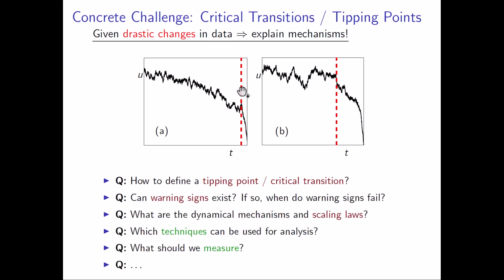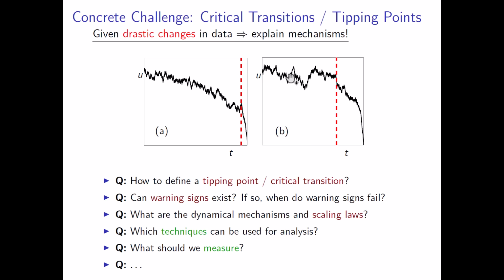The mathematical questions that arise are, first, how do we define these things? What theory do we build critical transition or tipping point theory upon? The more novel question is, can warning signs exist? If you're on the left of this red dashed line and you are given just the time series on the left side, can you say how far away a transition is, or whether there's some transition upcoming?